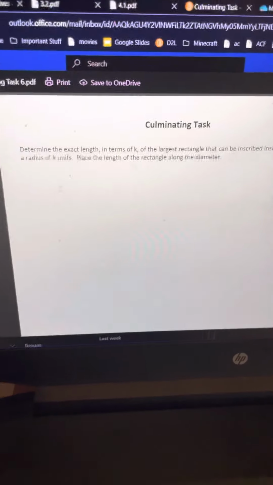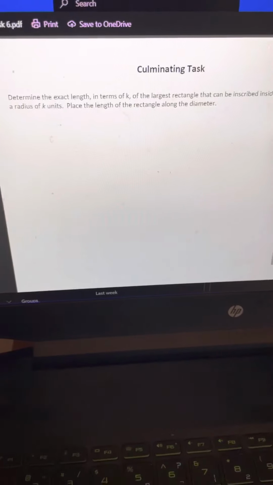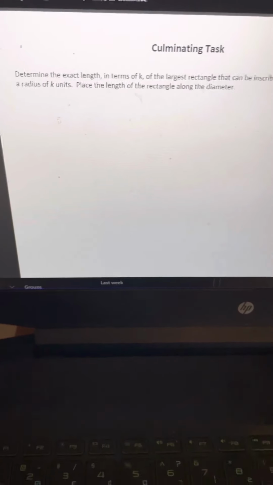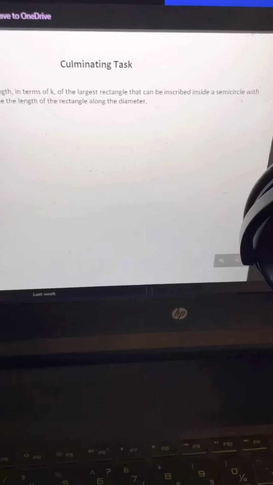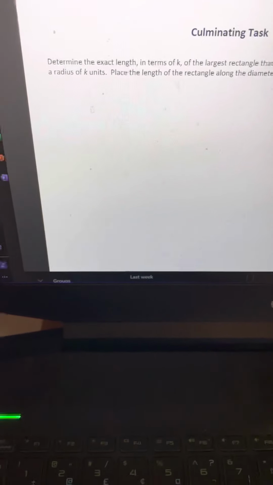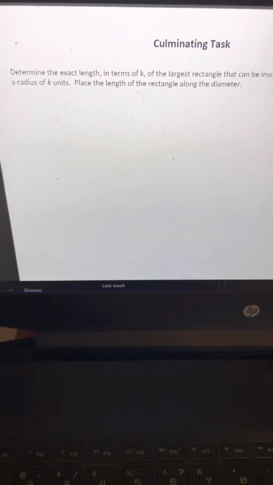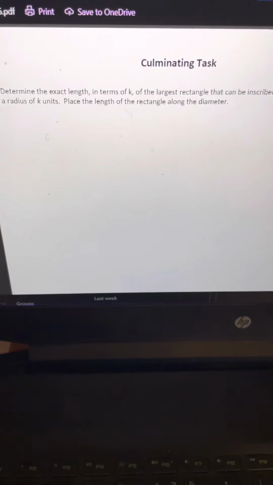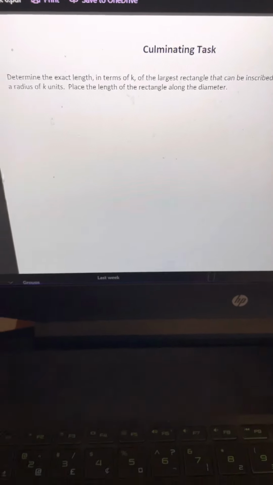Hello, my name is Talhaza, and my culminating task is to determine the exact length, in terms of k, of the largest rectangle that can be inscribed inside a semicircle with a radius of k units. I'll have to place the length of the rectangle along the diameter.